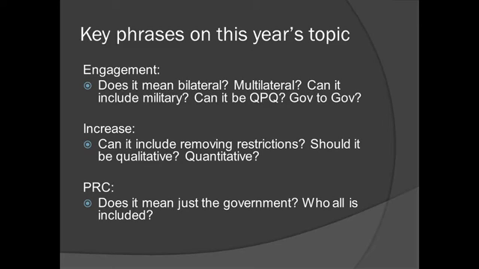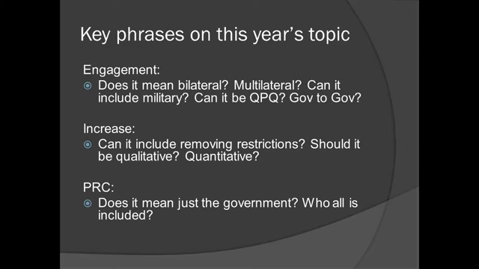So when we think about engagement, right, some things you can consider are, well, what does engagement mean? Does it mean bilateral engagement? Or does it mean there can be multilateral engagement? Can there be more countries involved in the process than just the United States and China? Can it include military engagement if the term of art is economic and or diplomatic engagement? Can it be a quid pro quo? Or does it have to be government to government? Does it have to be the United States talking to the People's Republic of China, or can it be different organizations?